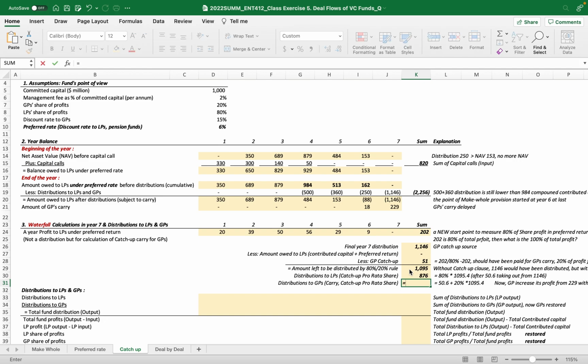Then here, 51 from the preferred return goes to the GPs as a catch-up, and then 20% times the amount left to be distributed. We first already removed 51. Again, what is the base of the amount to be distributed by the 80% to 20% rule? From 1,146, that is the base. And then we distributed, because this 51 is considered the GP's catch-up.